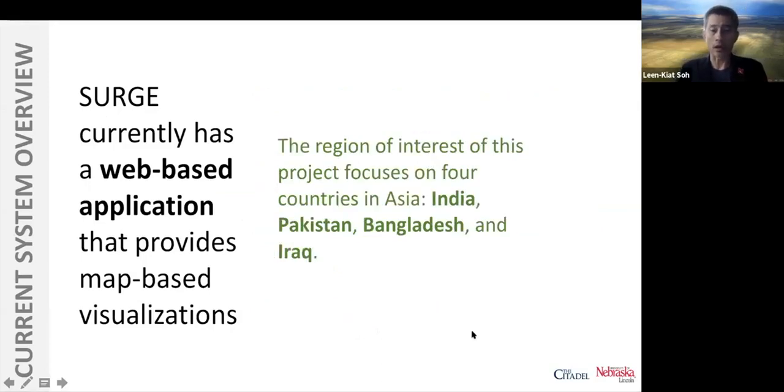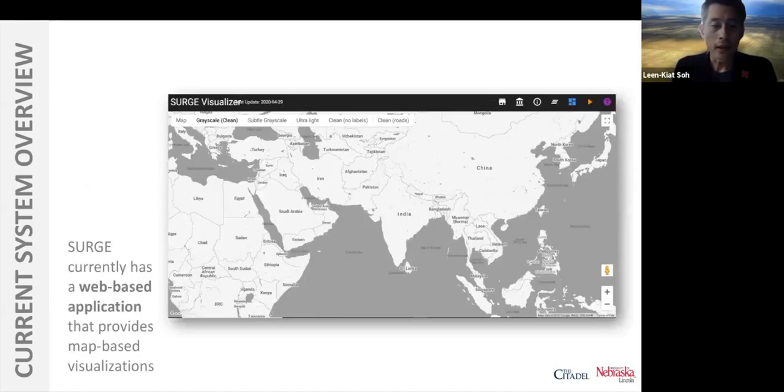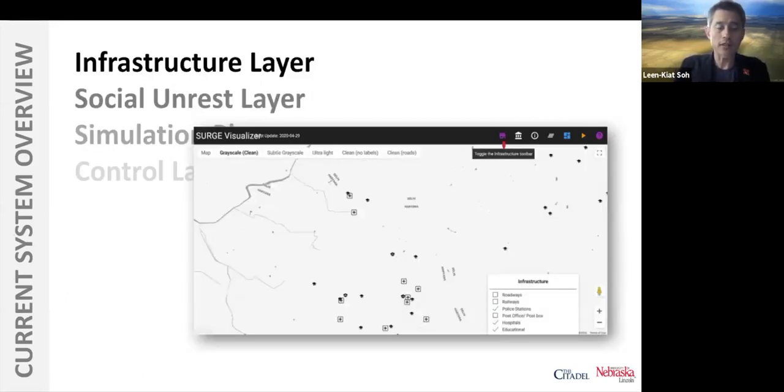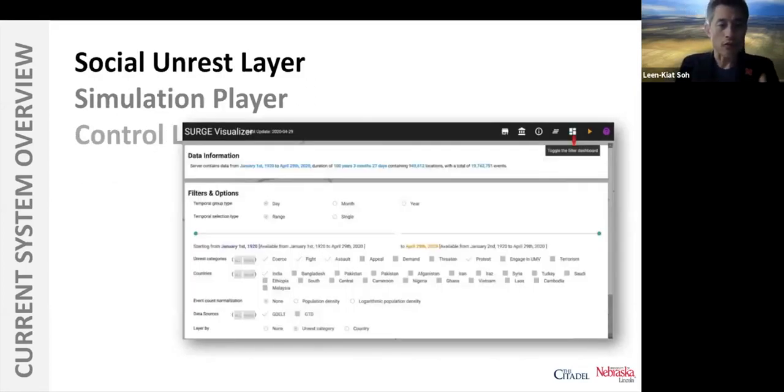Currently, the regional interest of this project focuses on four countries in Asia: India, Pakistan, Bangladesh, and Iraq. This is a screenshot of the search platform. There are several infrastructure layers we can look at. We can visualize the roadways, railways, and police stations. We have social unrest layers.